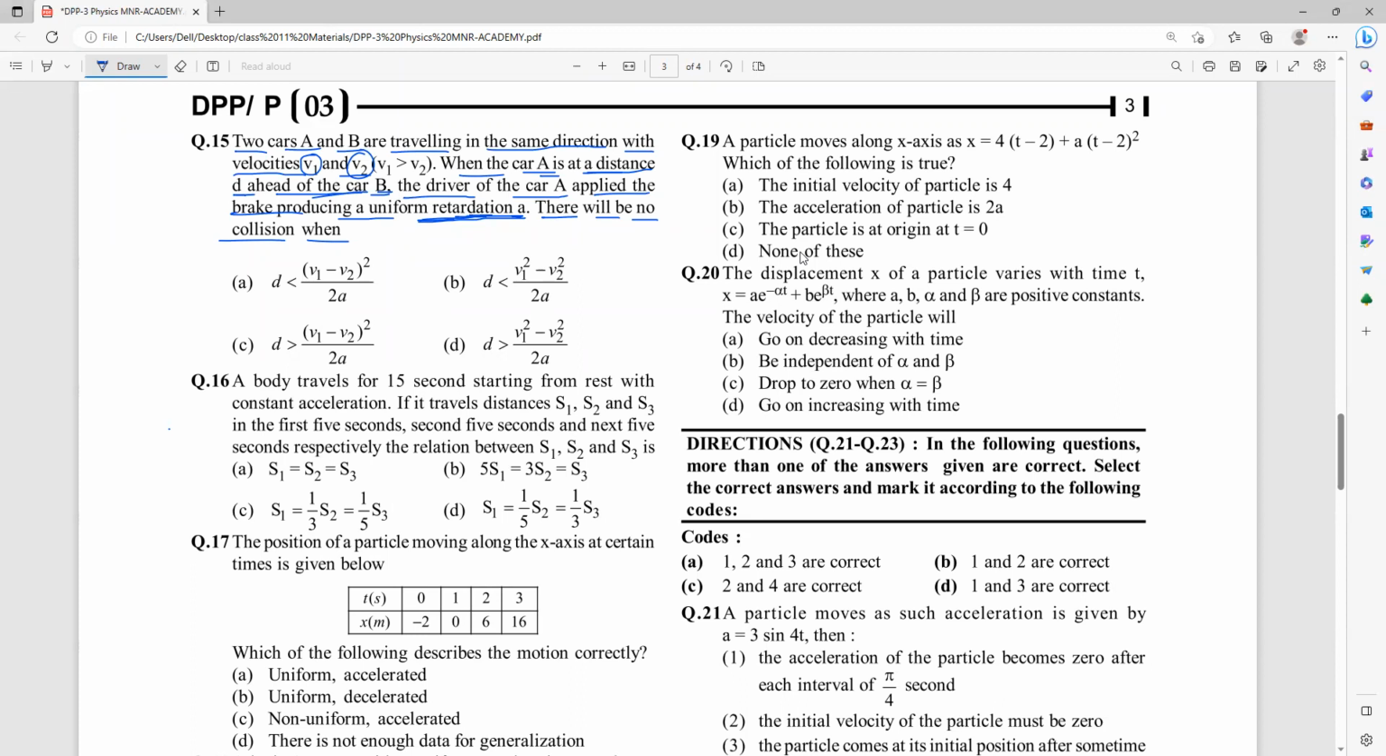So car A is applying the brakes, otherwise car A is going to hit car B. If it does not hit the car, then what distance should he be at? Car A applied the brakes, producing a uniform retardation A. So they're asking when no collision will take place. That is what they're asking us to calculate. So let us see how to solve this question.